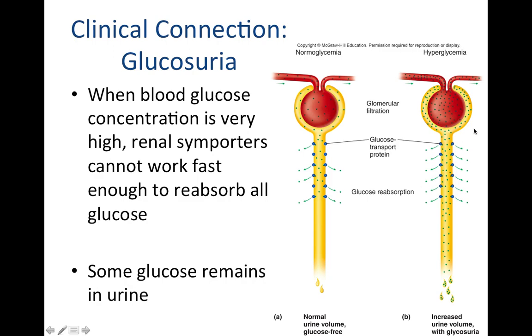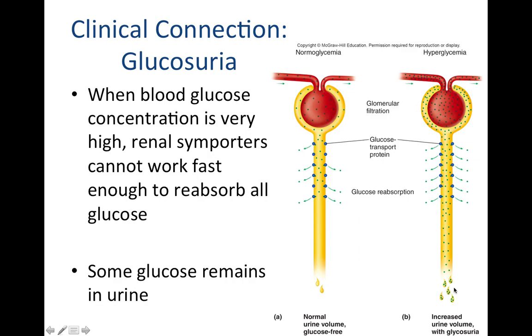However, in hyperglycemia, you can see that there's lots and lots of glucose here. Remember, especially for diabetes mellitus, your insulin is not working properly or you're not producing enough of it, so you have a lot of glucose in your blood. This is way too much glucose for your transporters to handle. They can only work so fast and you only have so many transporters. By the time you get to the end of the tubule, you still have glucose that has not been reabsorbed, and so you end up excreting some of that glucose into your urine.